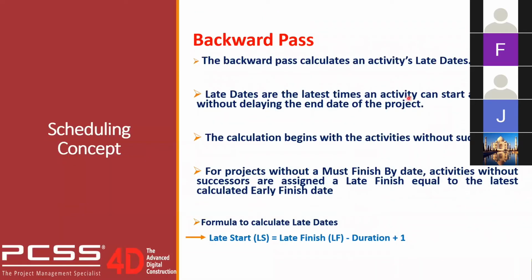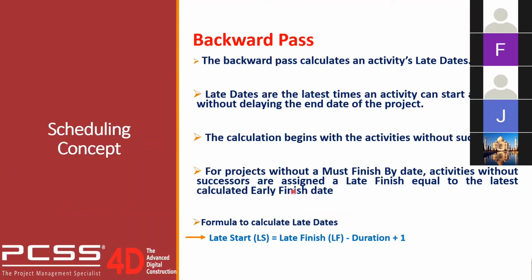So now we have learned about forward pass. Now we go on to backward pass. Basically this backward pass is used to calculate the activity late dates. These late dates are the latest times an activity can start and finish without delaying the project finish date. Basically, the calculation only begins with activities without successors.